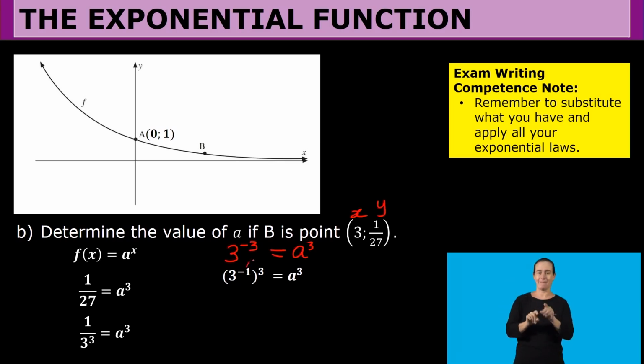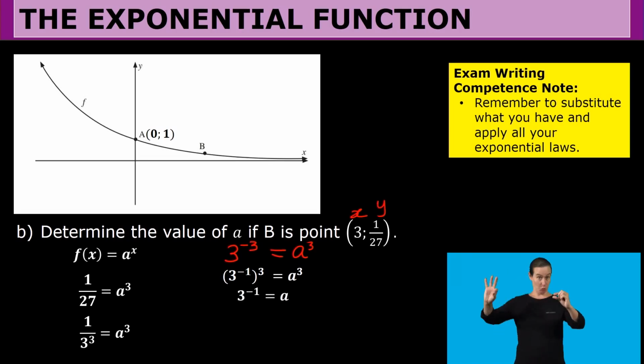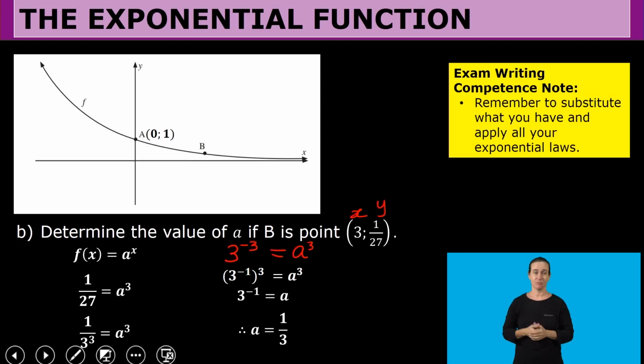But you know, using your exponent laws, if you multiply those two exponents, it will still take you back to the same answer. And now, because these two have the same exponent, the bases are equal, which would mean that 3 to the exponent of -1 is equal to a, which means that the value of a is 1/3. And that is how we have calculated the equation of this function.